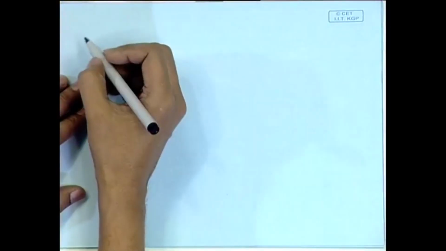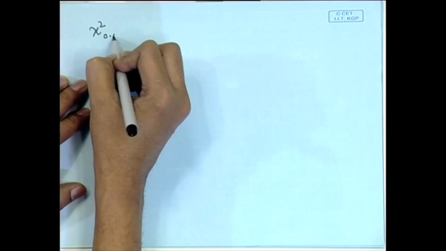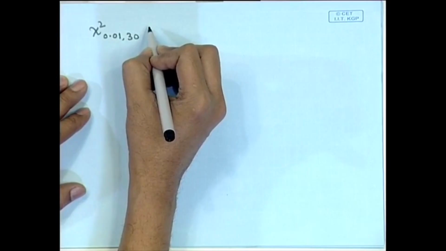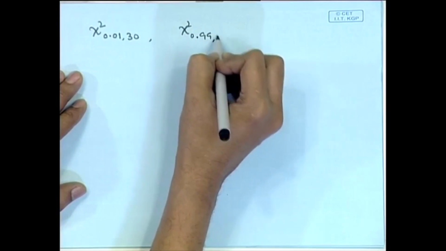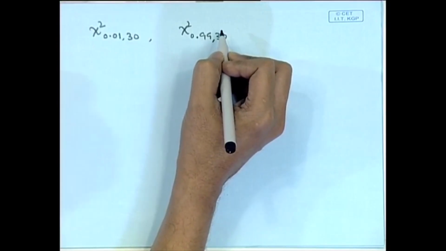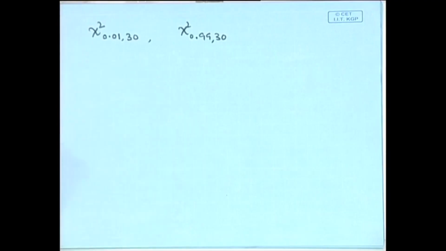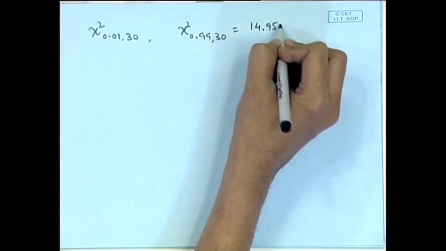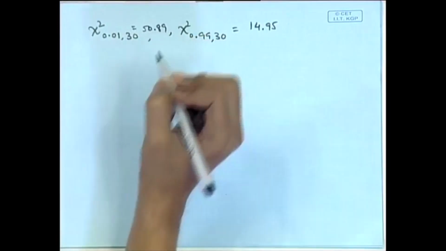So, here we need the chi square value on 0.01, n minus 1 is 30 here. So, chi square 0.99, 30. These two values can be seen from the tables of the chi square distribution to be, this value is 14.95 and this value is 50.89.